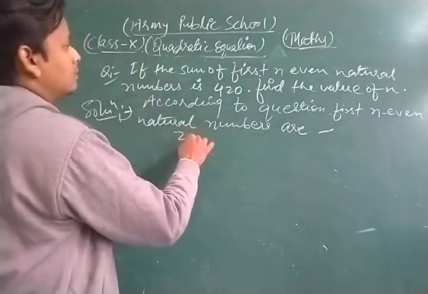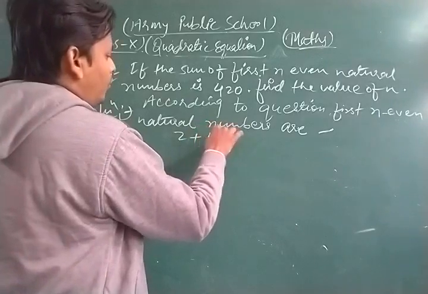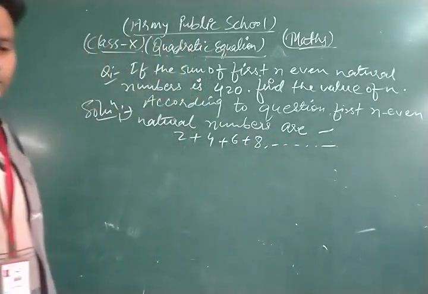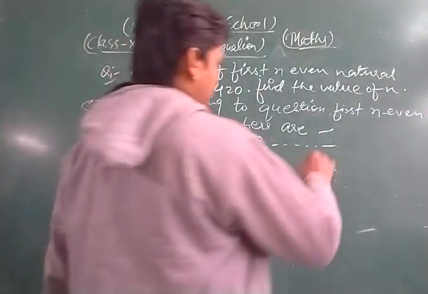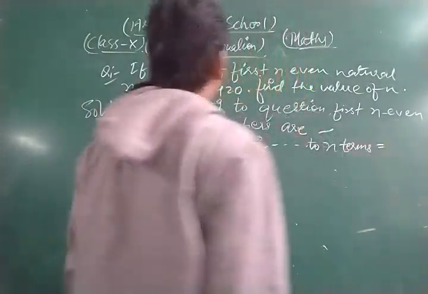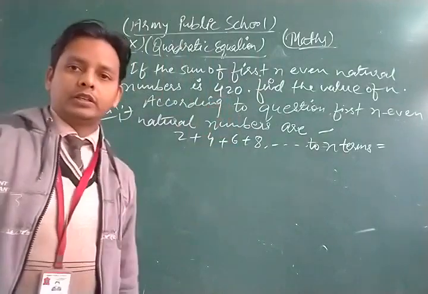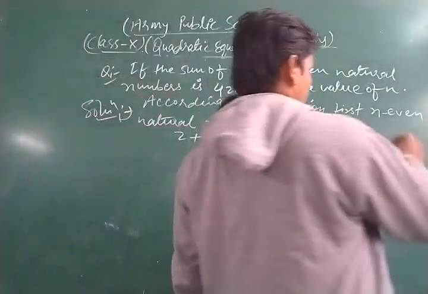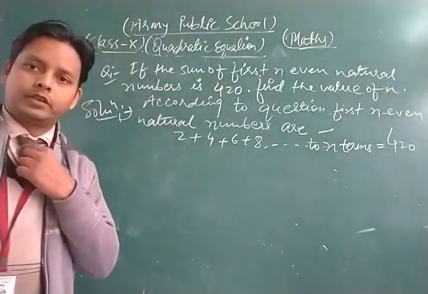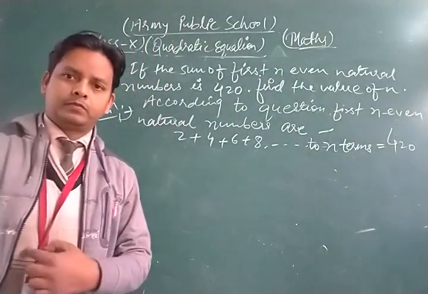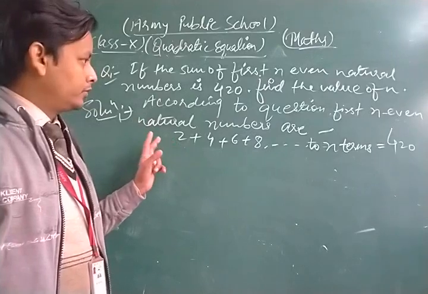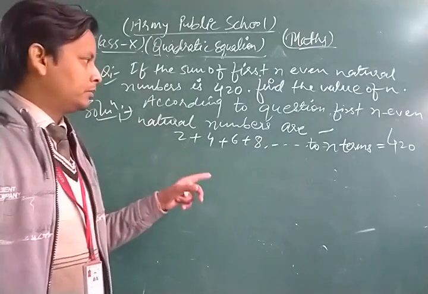2 plus 4 plus 6 plus 8 and so on to n terms. Their sum is given as 420, so 2 plus 4 plus 6 plus 8 and so on to n terms is equal to 420.